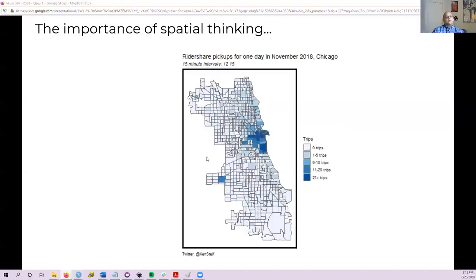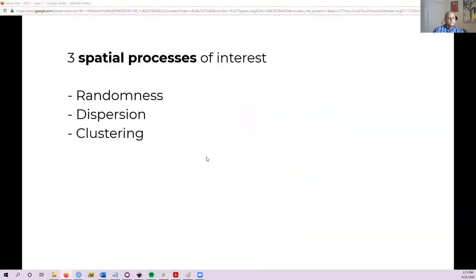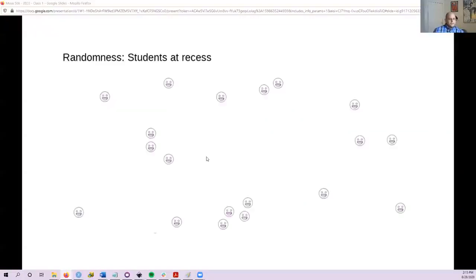In order to do that, you have to understand some underlying dynamics about why things locate in space the way they do. Now, if you've taken a GIS class or a spatial analysis class, chances are you've seen this before, but I'm going to show it to you at a different angle. And specifically an angle related to decision-making, not surprisingly. So there are 3 spatial processes of interest that we're going to concern ourselves with: randomness, dispersion, and clustering. And I will show you examples of each of these.